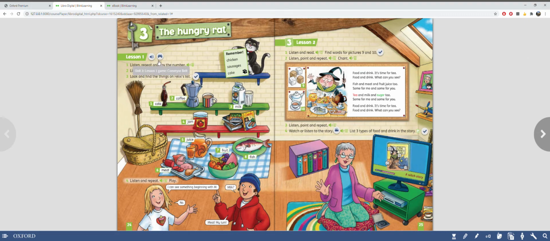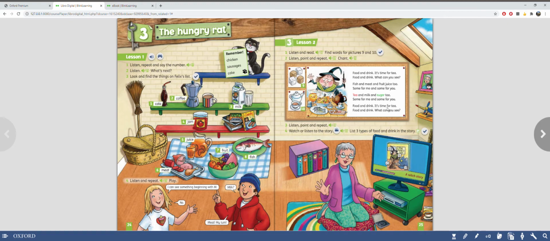Today we have a review class for the test. So today we are going to focus on unit number 3, which is the hungry rat. And during this class we learn different words related to the vocabulary of food and drink. For example, we have cola, coffee, milk, jam, juice, meat, fruit, fish, sugar, and tea.